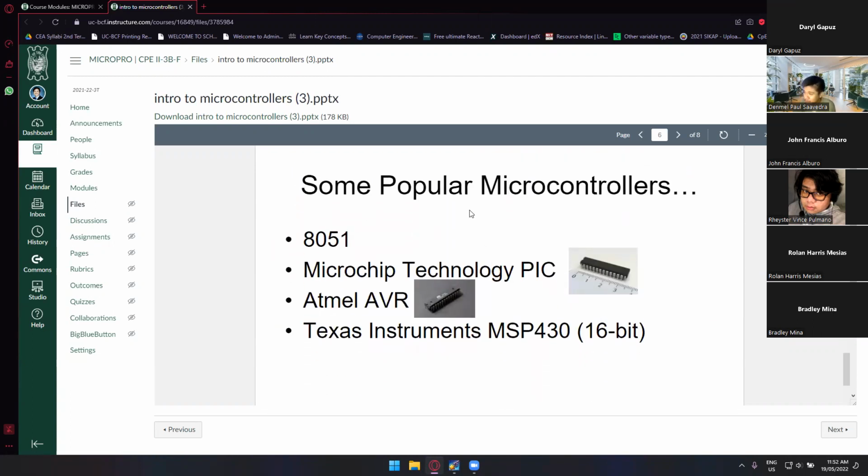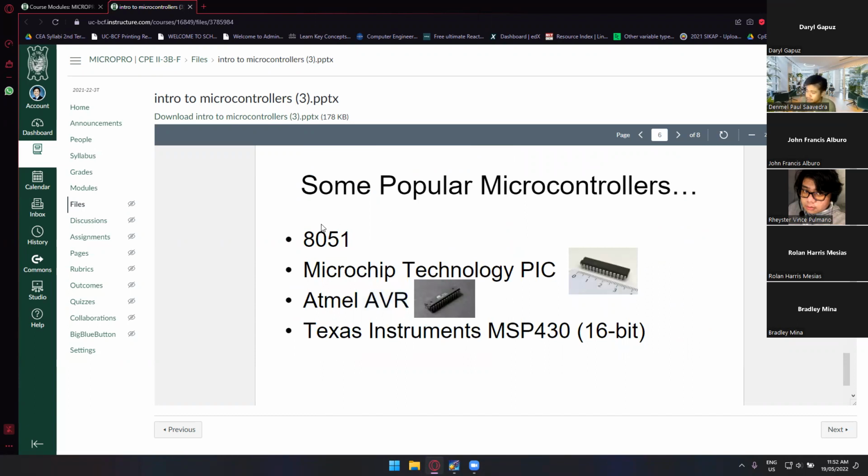So here are some popular microcontrollers. Again, we have the 8051, the PIC, the Atmel AVR, and the Texas Instruments MSP430, which is 16-bit. So there are many more.